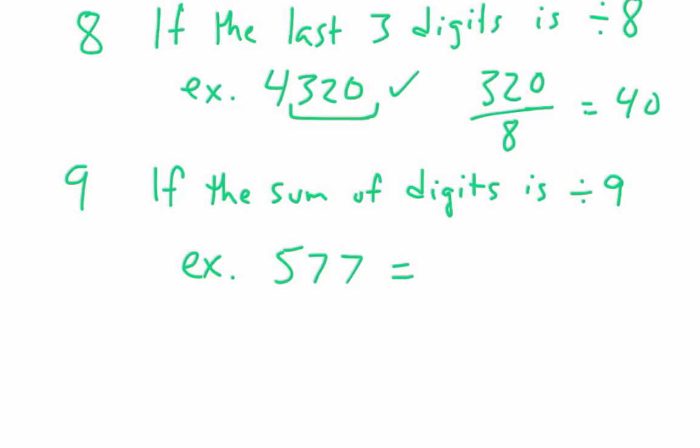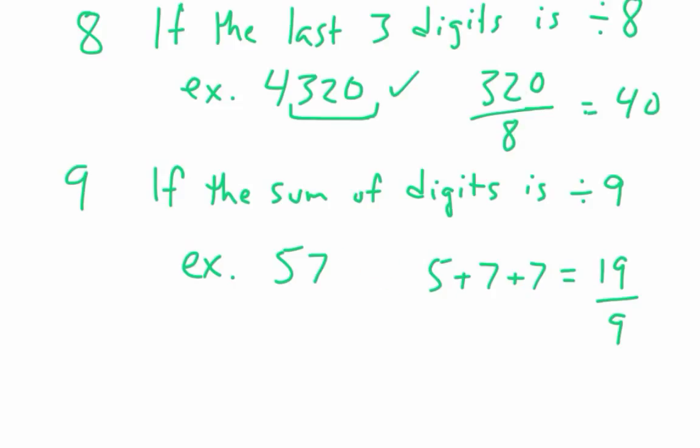So this here is going to be 19. If I do my 5 plus, I should do an equals. So 5 plus 7 plus 7 gives me 19. 19 divisible by 9? Nope. So this one wouldn't work. The 577 wouldn't work. But you agree 18 is divisible by 9?